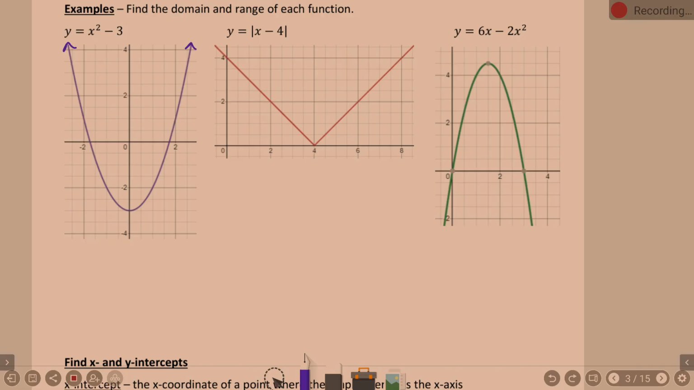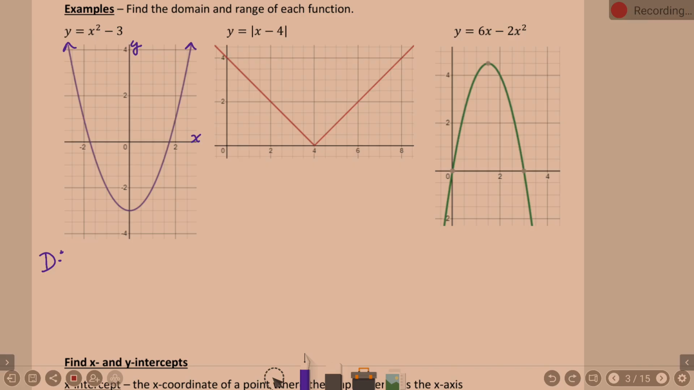We're going to start with domain. Now, what did we say on the front? Domain are my, which values? X. Okay, so it's the x values. Which one's my x-axis? X-axis is the horizontal axis. Y-axis is the vertical axis, right? So if x-axis is the horizontal axis, that means x values run left and right.